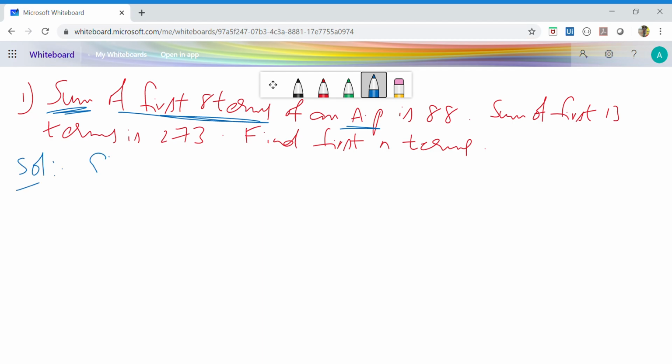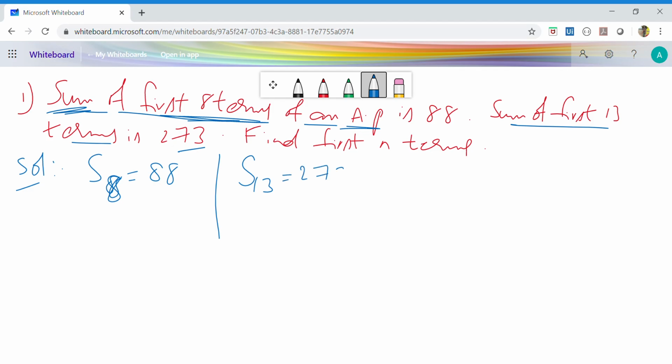What is given? Sn. Sum is indicated by S. So Sn is equal to S8, the sum of 8 terms he gave. So S8 is equal to the sum of the first 8 terms, so S8 is equal to 88. And the sum of the first 13 terms is 273. That means in that AP, 13 terms added together you will get 273. What is RTP? What is he asking? The general form of Sn you have to find out.